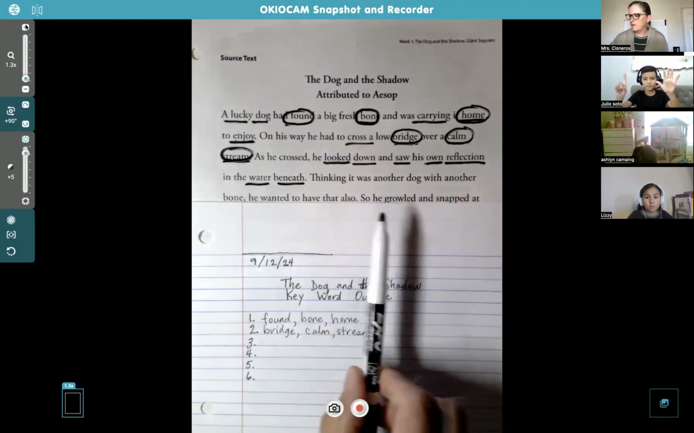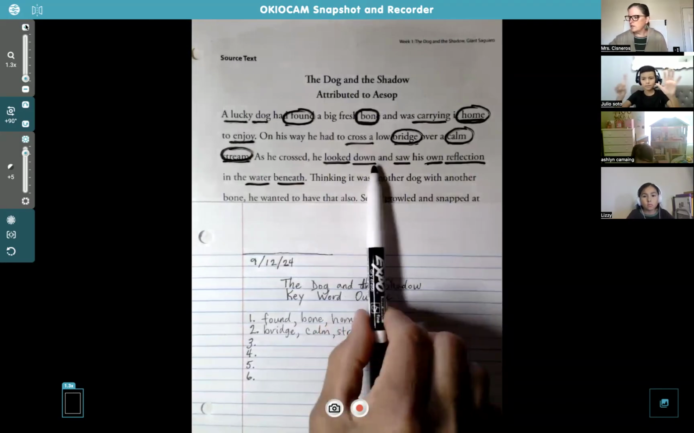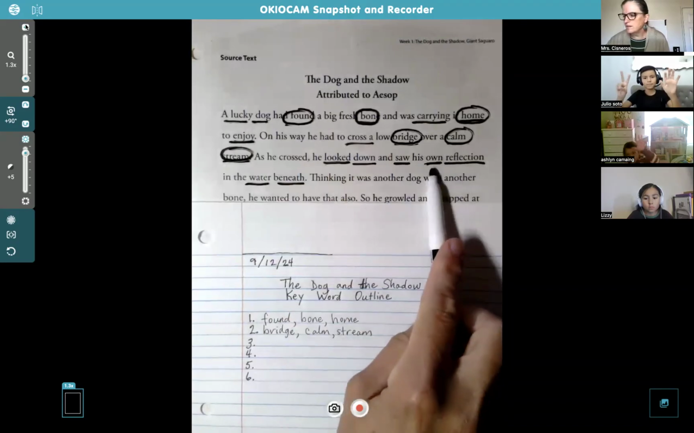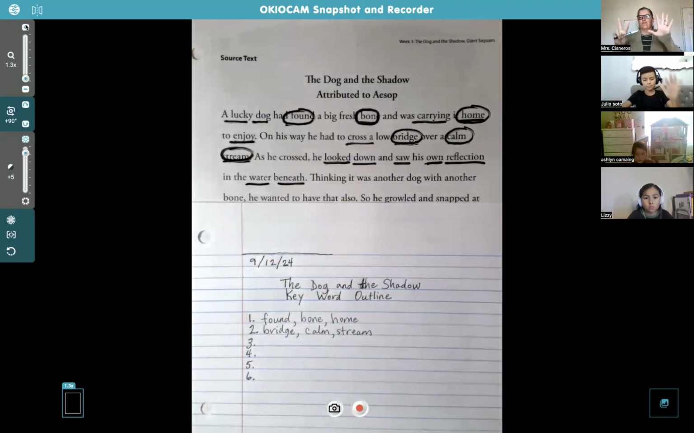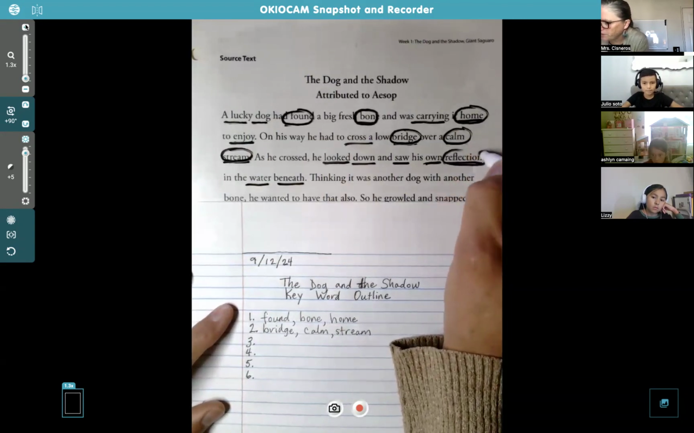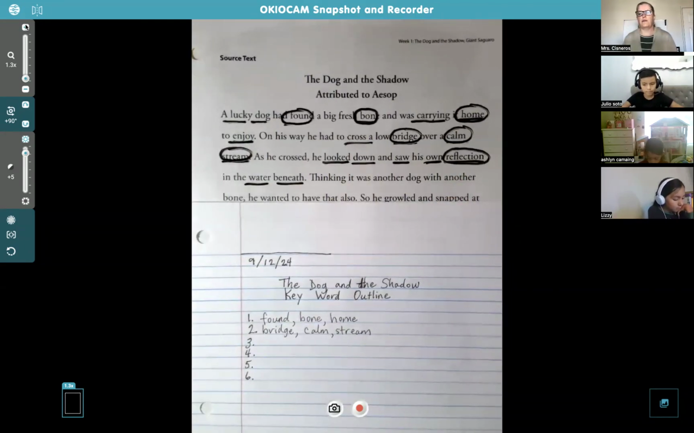Now we have, wait, 1, 2. We actually have 7 now that we underlined own. Yep. Way too many. How are we going to pick? Which ones are the best? What do you think, Julio? Which ones are the most important that we need to know? Reflection. Yes. For sure, reflection. That's probably the most important.